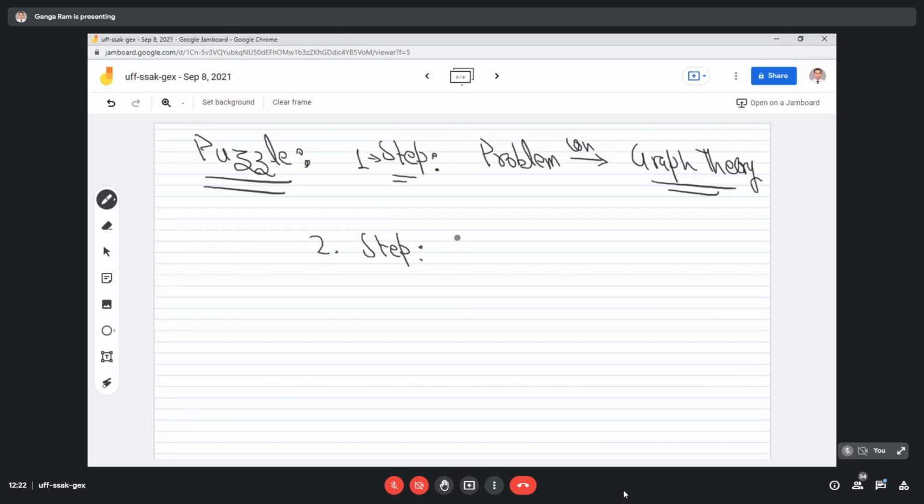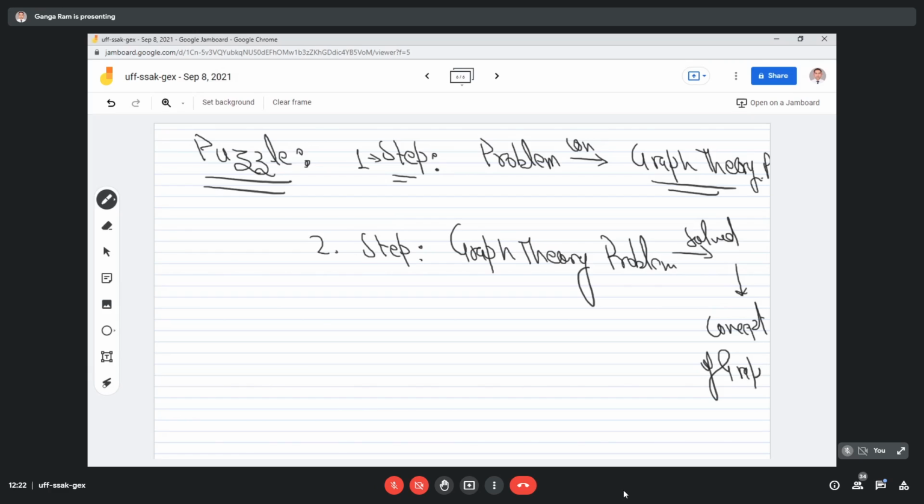In the second step, the graph theory problem can be solved with the help of graph theory, by the concepts of graph. So basically, what is the meaning? First of all, we will consider a problem.